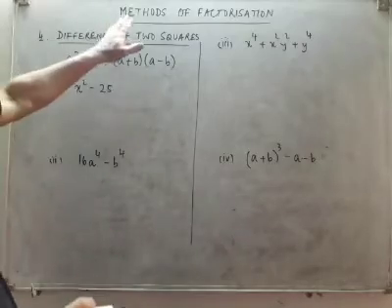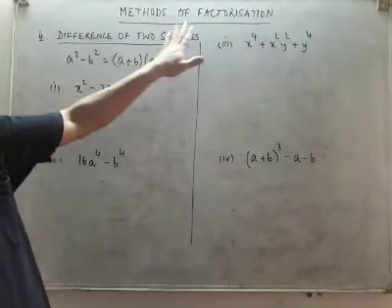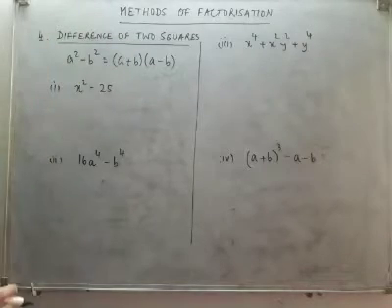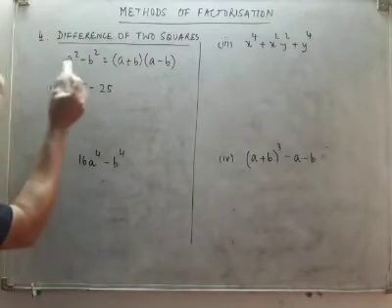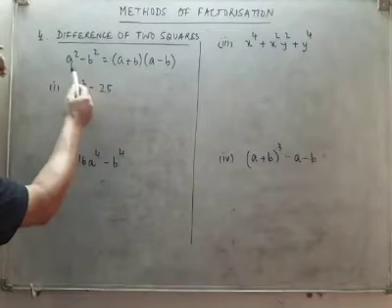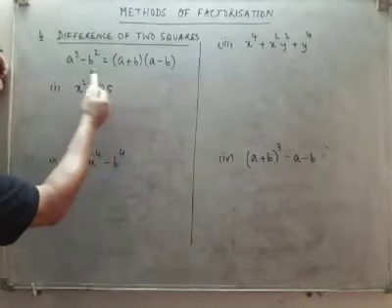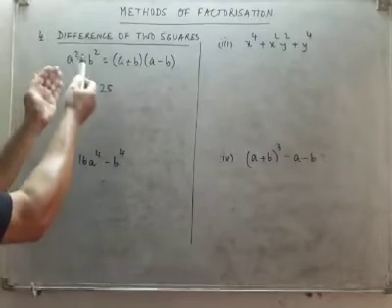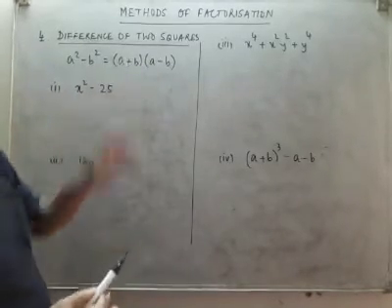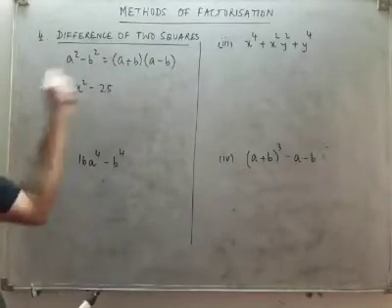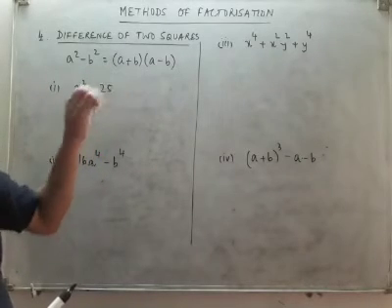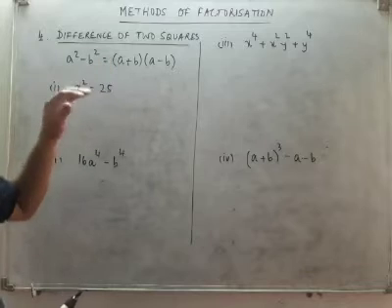So, ready to take up difference of two squares? The fourth method of factorization, difference of two squares. For this, we use the expansion of, remember, a plus b into a minus b, which is equal to a squared minus b squared, or a squared minus b squared equals a plus b into a minus b. A very useful expansion and identity.